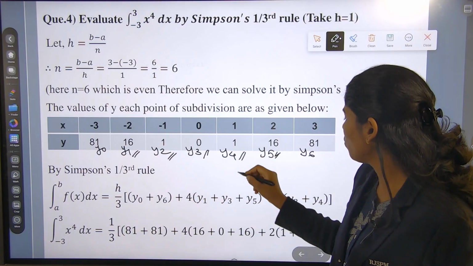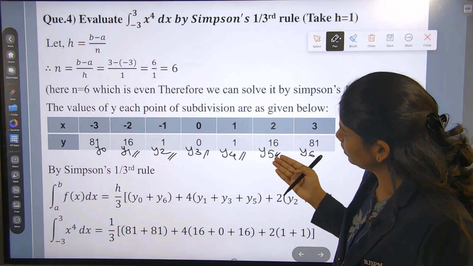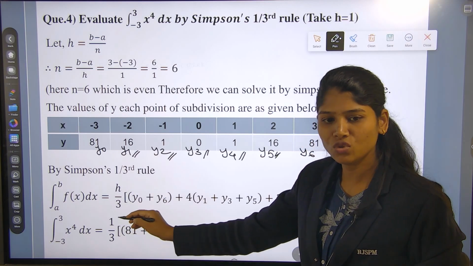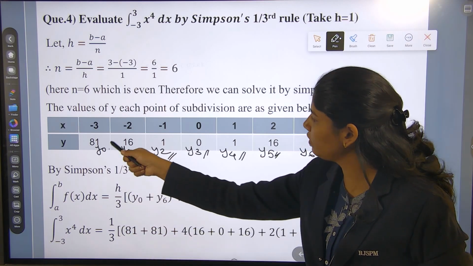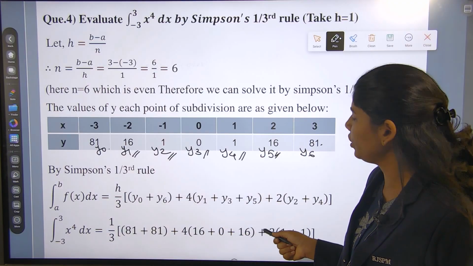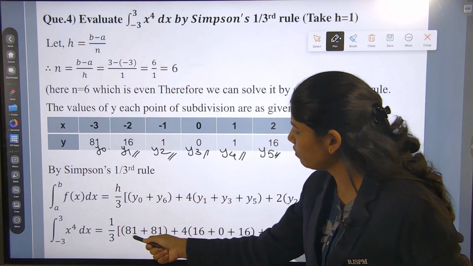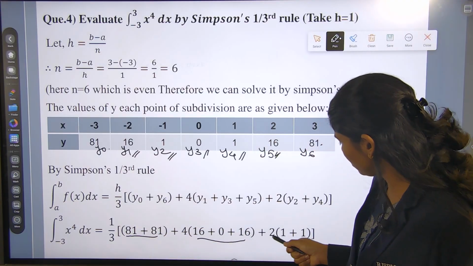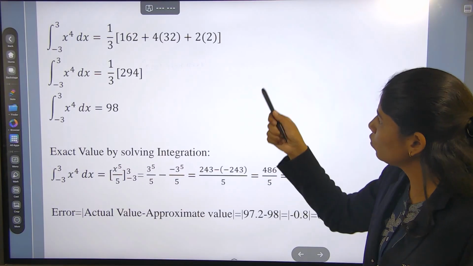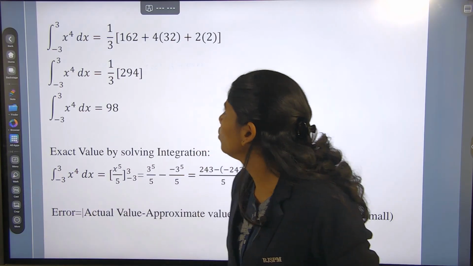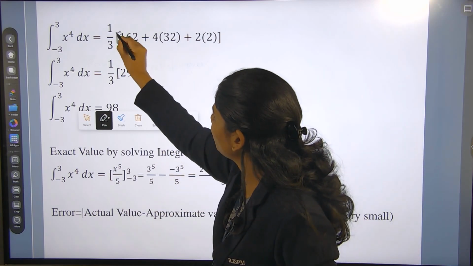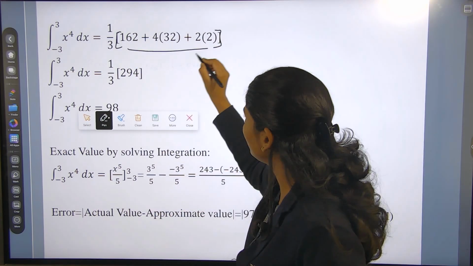So y2 plus y4. ठीक है, put the values of all these y here. Write down the value of h. So 1/3 in bracket the 81 plus 81 plus 4 into 16 plus 0 plus 16 plus 2 into 1 plus 1. Solve this bracket first, then solve this bracket first, then solve this bracket. Okay, so we get here 1/3 into 162 plus 4 into 32 plus 2 into 2. ब्रैकेट आपको पहले सॉल्व कर लेना है. ठीक है, ब्रैकेट की वैल्यू पूरी फाइंड आउट करो, यहाँ पे लिखो.